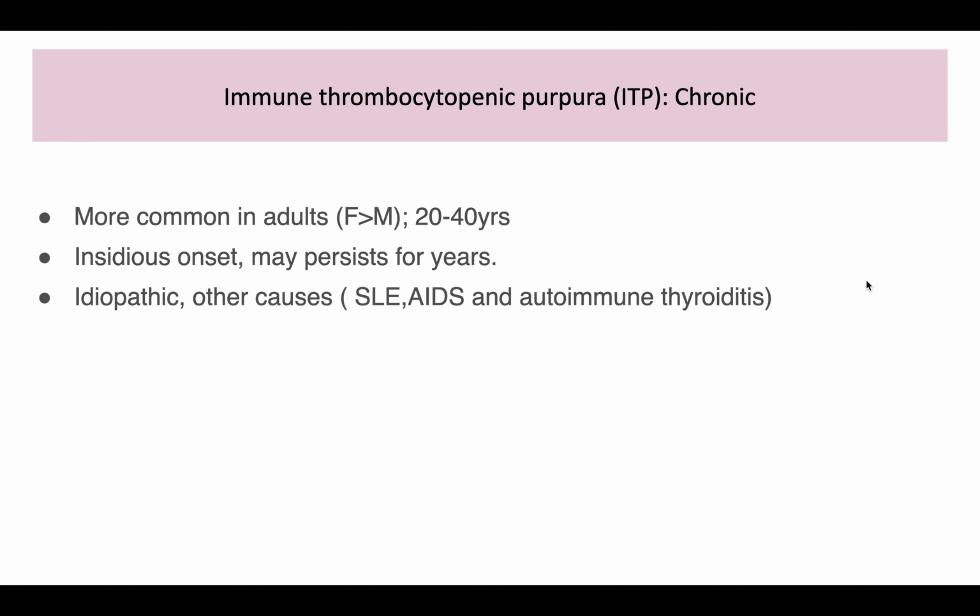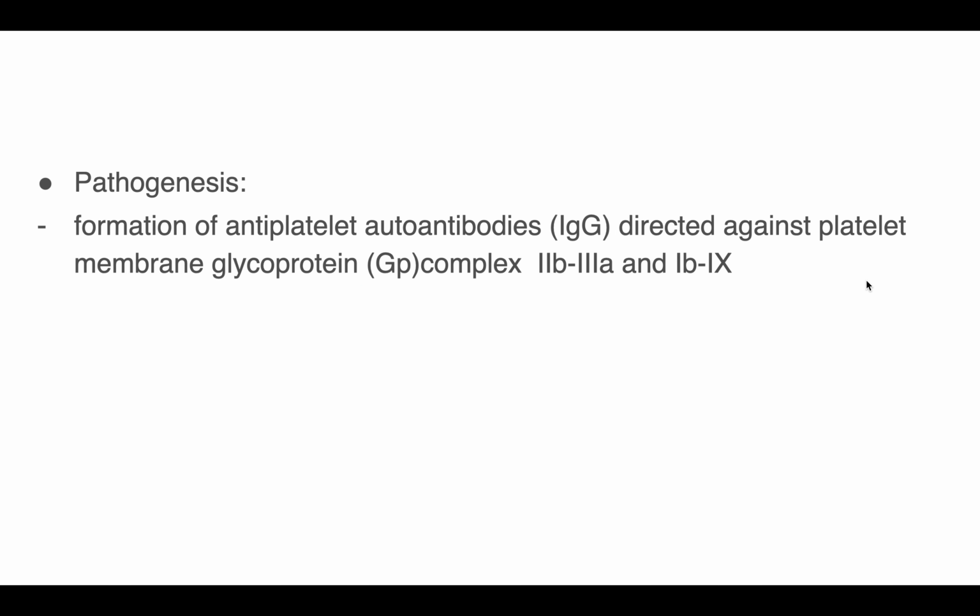Now going to the second form, which is the main form, that is chronic ITP. If we are talking about ITP, we mostly talk about chronic ITP. Now this occurs mostly in adults, mostly females. As with any other autoimmune disease, it occurs mostly in females 20 to 40 years of age. It has insidious onset and can persist for years. Sometimes it is associated with other autoimmune diseases also, like autoimmune thyroiditis, Hashimoto's thyroiditis, SLE.